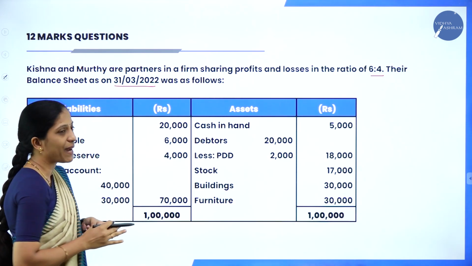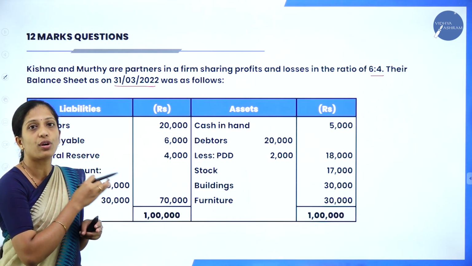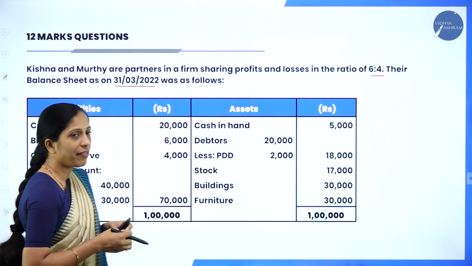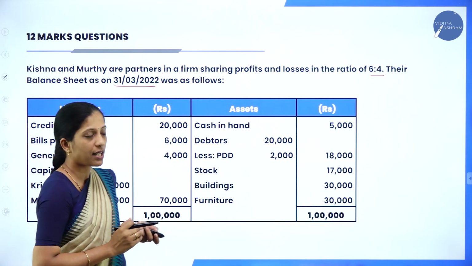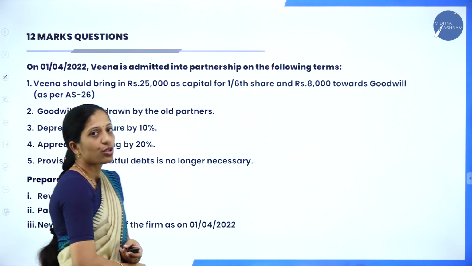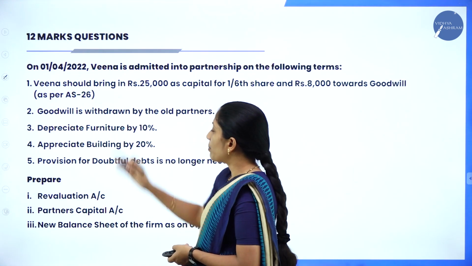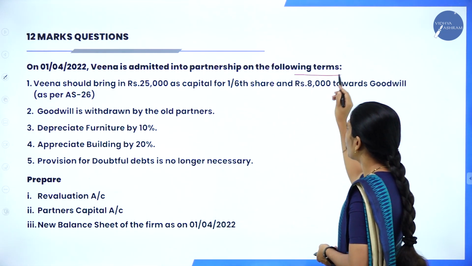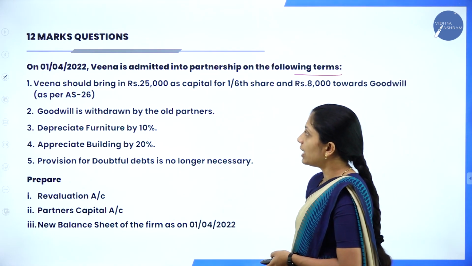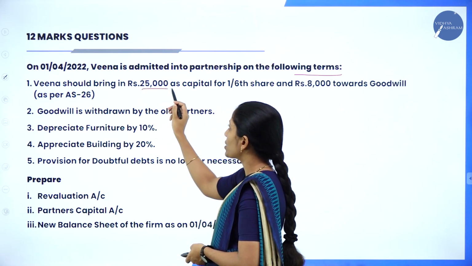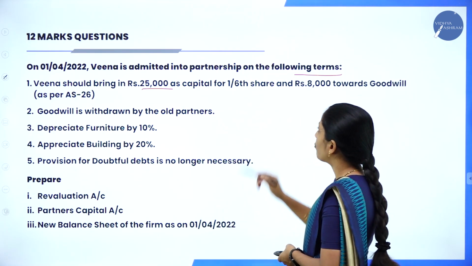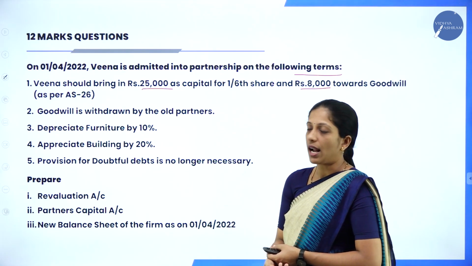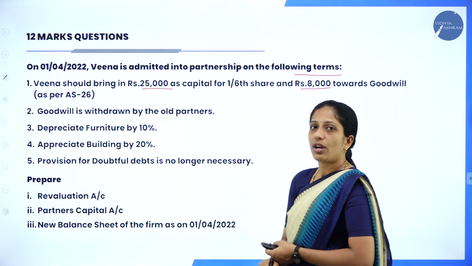They have given this balance sheet, which means that this is an old balance sheet, before the admission of a new partner, with assets as well as liabilities. Next, coming to the adjustments. When was the new partner admitted? On 1/4/2022, Veena is admitted into partnership on the following terms. Now let us see what the terms are here. Veena should bring rupees 25,000 as capital for 1/6 share and rupees 8,000 towards goodwill as per Accounting Standard 26. Goodwill is withdrawn by the old partners.